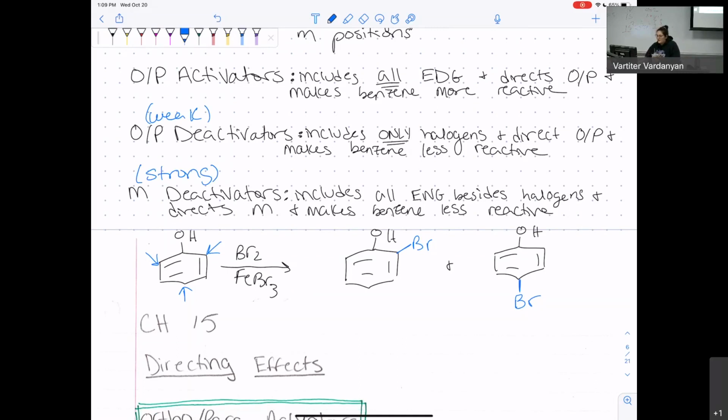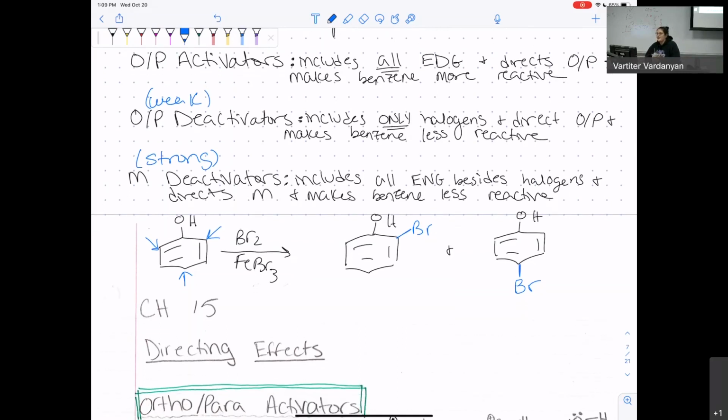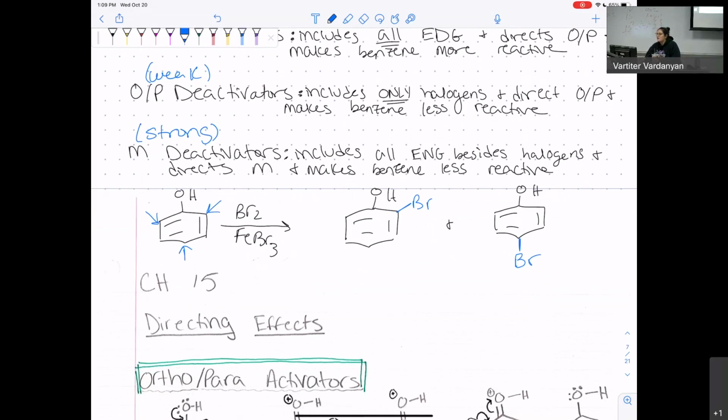And then we did an example here so you guys could see what exactly I mean by directing groups and whatnot. So if we have a benzene ring with an OH on it, we talked about how that's a donating group. So that's going to direct ortho and para, and it's lagging just a tad, but it should be okay. And if we were to do a bromination reaction, we could either add the bromine to the ortho position or to the para position.